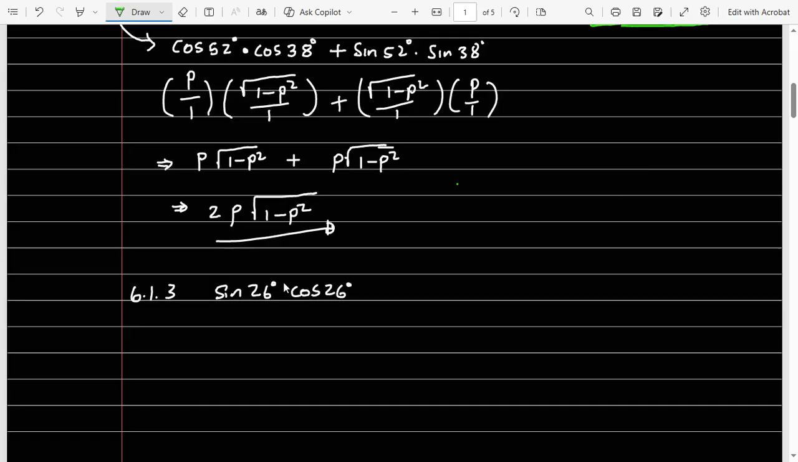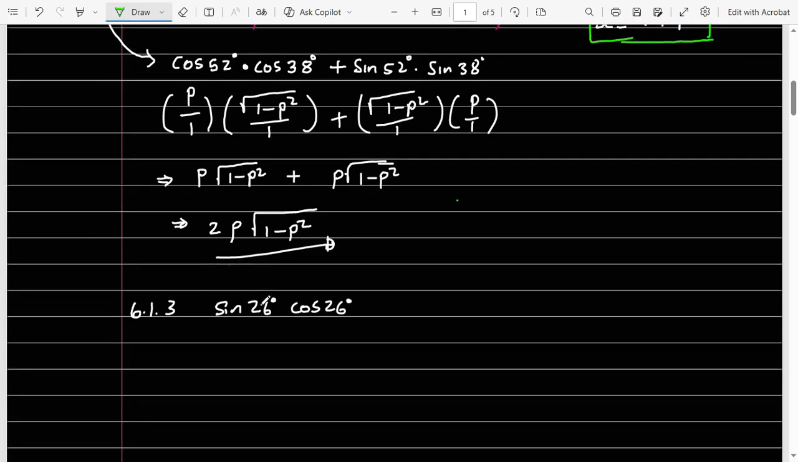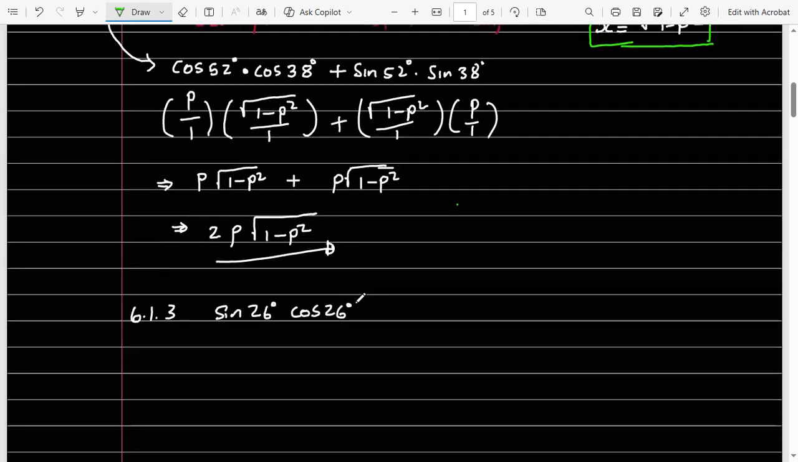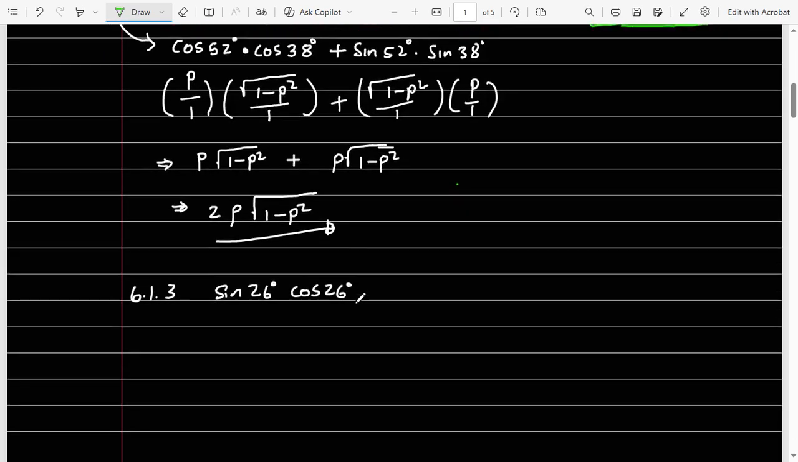Look at this. The sine 26 cos 26. How can I bring 38 and 52? Either one of them or both of them. How can I bring them to this equation so that I can use that diagram to solve this? What should I do? That's what you need to ask yourself. And then now look at something here. So when we say that the basics are very important, this is what we are referring to.